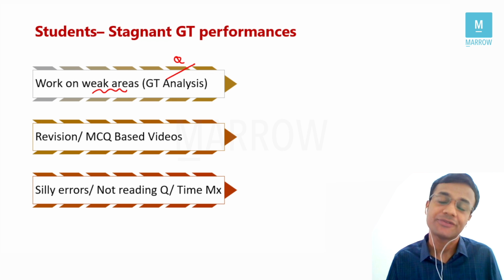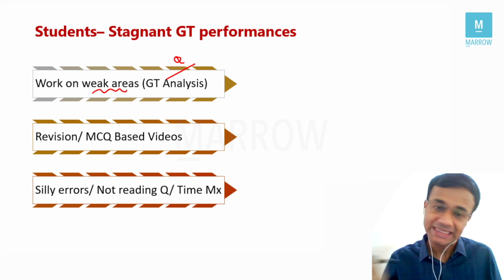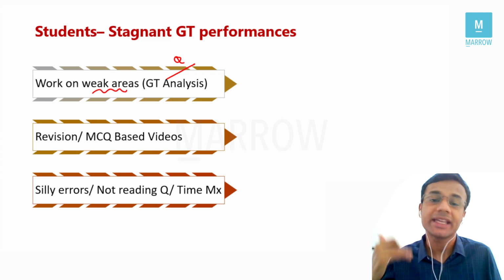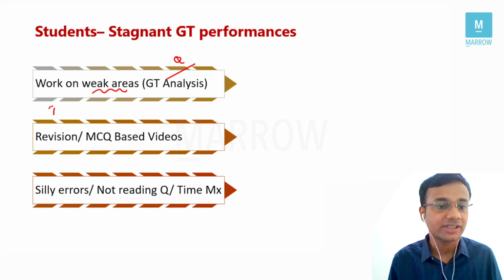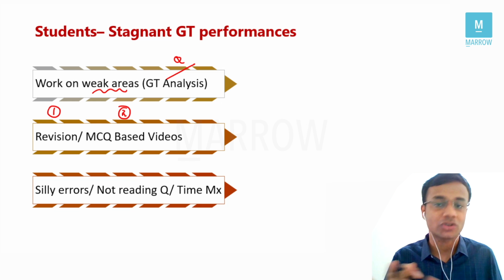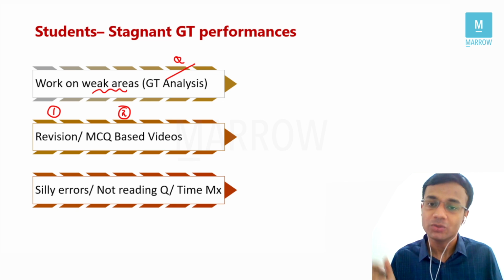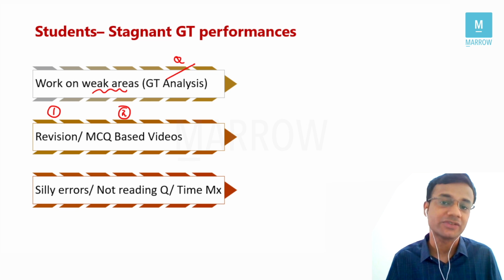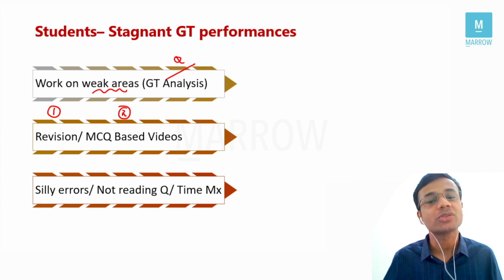And further, if you have more time, you've done everything right, still you're not able to hike up, what you can do is watch the revision based videos and the MCQ based videos which are there in the Marrow app. First, don't watch all of them. First you focus on those areas which are weak for you. Do the weaker subjects' revision and MCQ based videos first, and then if time permits, you can go for the other subjects.